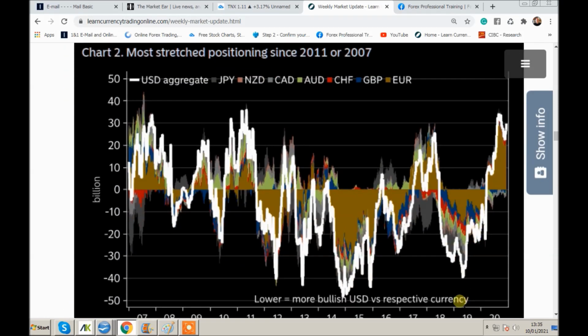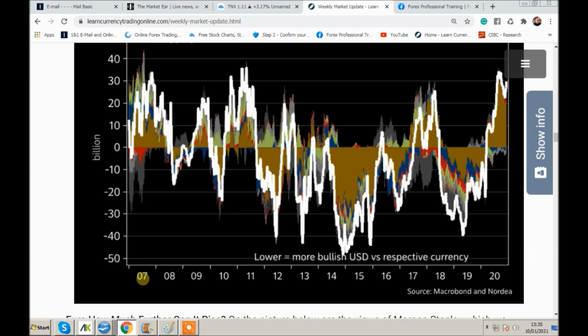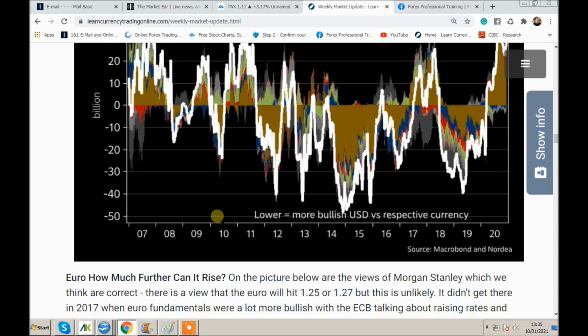Here we've got how stretched the dollar is in terms of weakness. And you've got the euro here. Okay, you can see it, the brown color there. Euro basically most overbought. The most overbought it has been since 2007. Okay, so yeah, market very heavily short the USD, long the euro.